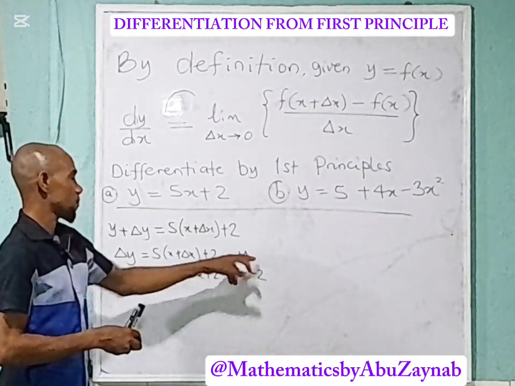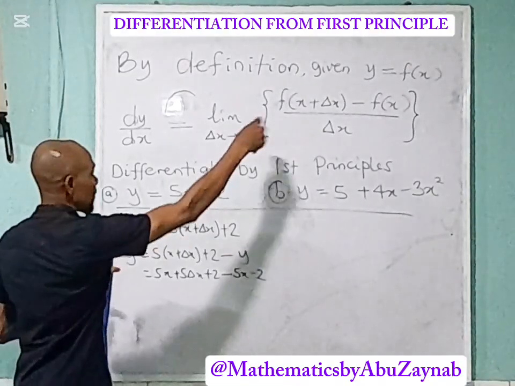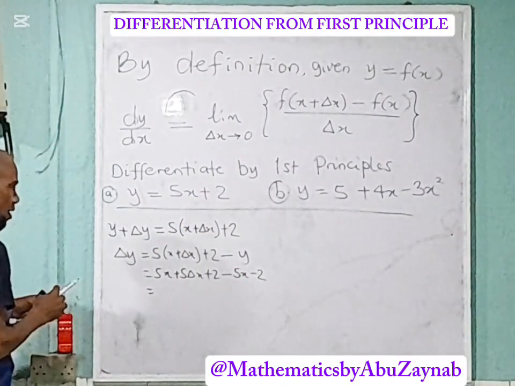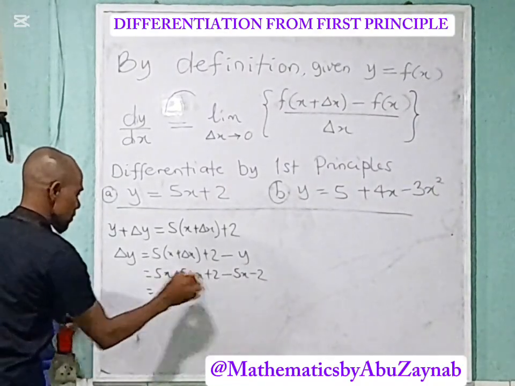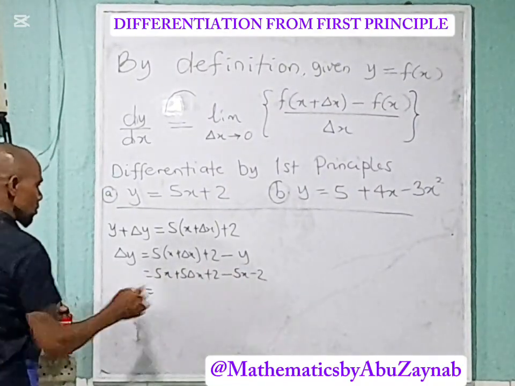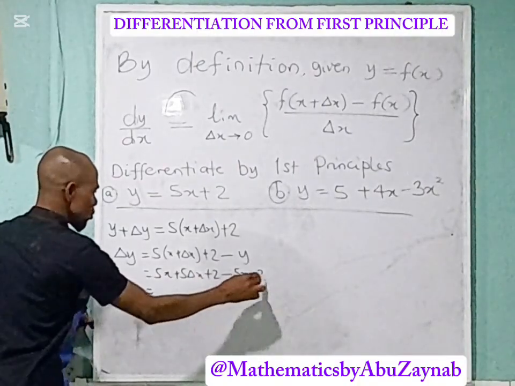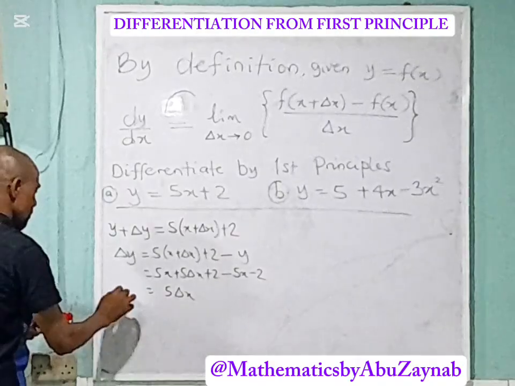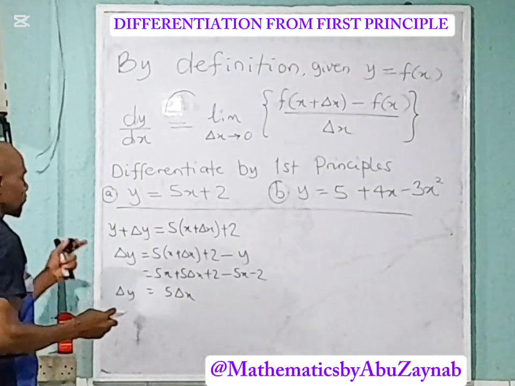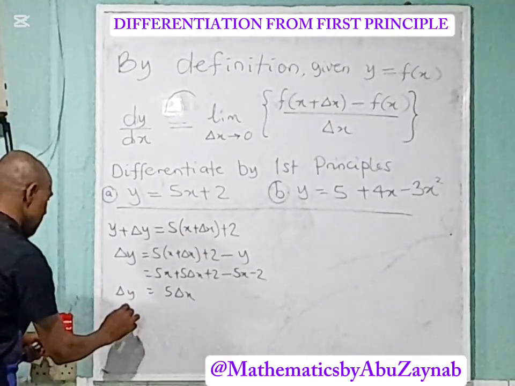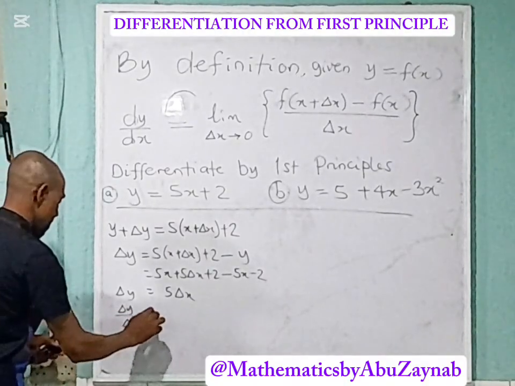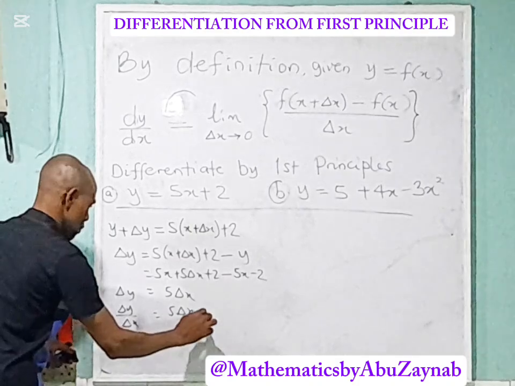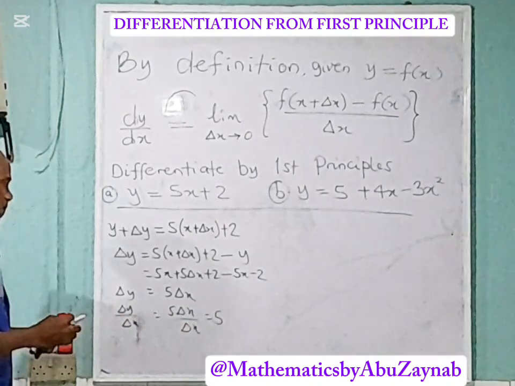So the next thing by definition is to divide through by delta x. But before then, let's collect like terms here. So 5x minus 5x is gone. Then 2 minus 2 is also gone. We are left with just 5 delta x. So the next thing is divide both sides by delta x. That will be 5 delta x over delta x, which is actually 5.